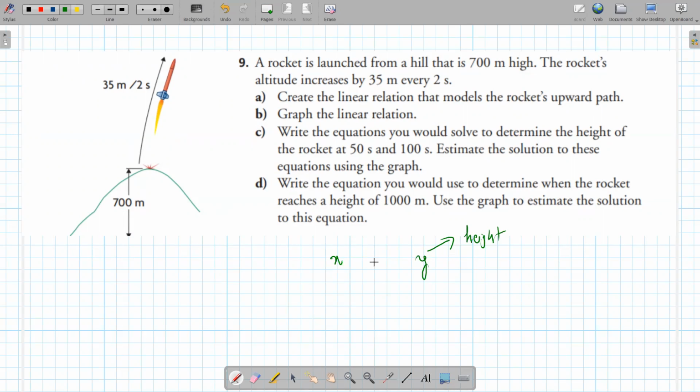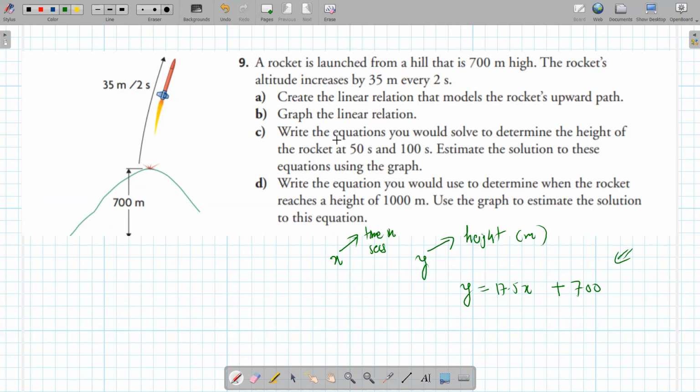And then what does x represent? Wait, let's establish what y and x is. The time. Yeah, exactly. Time in seconds, right? So y equals, okay, mx plus b, yeah? We know the y-intercept is 700. When time is 0, the height is 700, yeah? What is the slope? 35 over 2. Yeah, good, perfect. There we go. 17.5x. There, that's our relation. What is x? Oh, x is time. Time in seconds, yeah. And y is height in meters. So far, so good? All right.